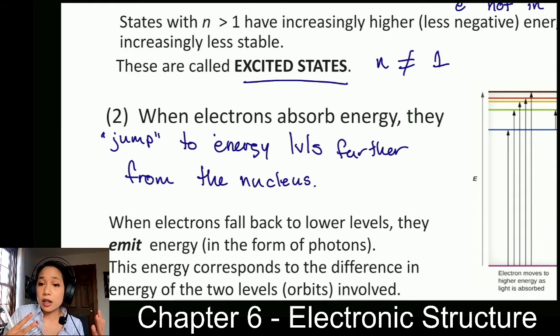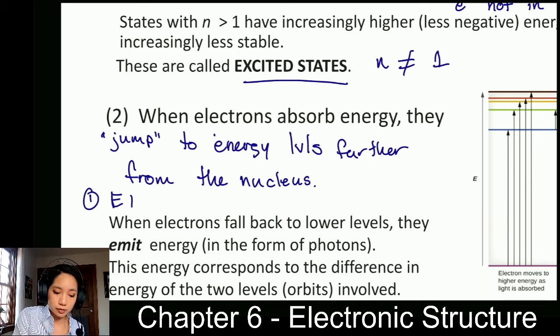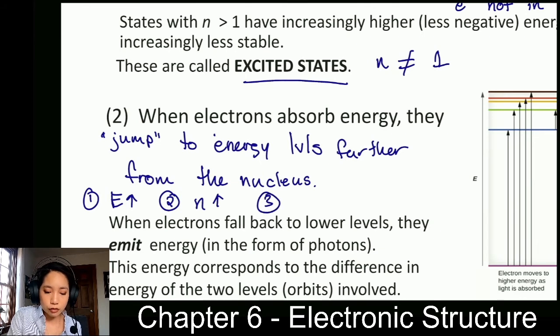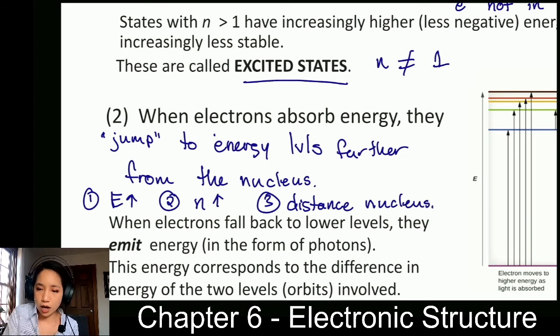So essentially, multiple things happen when an electron absorbs energy. The first is that its energy goes up. Also, its n value will go up. That's the second thing. And its distance from the nucleus will go up. But we already kind of talked about how all of those terms are related. As n goes up, energy goes up, distance from nucleus goes up. So that happens when an electron absorbs energy.